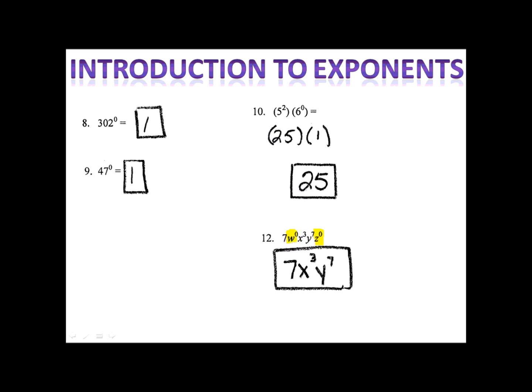Number 10 is slightly more interesting. 5 to the 2nd power times 6 to the 0, that's 25 times 1, or simply 25. On number 12, we have w to the 0 and z to the 0. Those two numbers become 1, so we have 7 times 1 times 1. 7, x to the 3rd, y to the 7th.